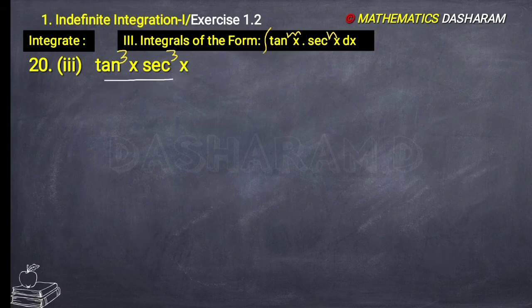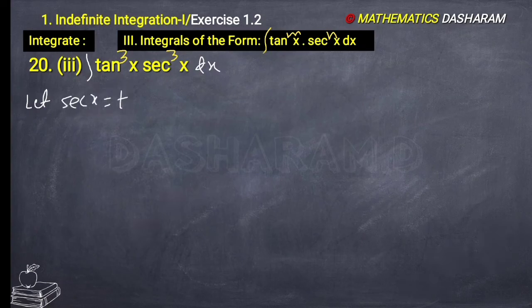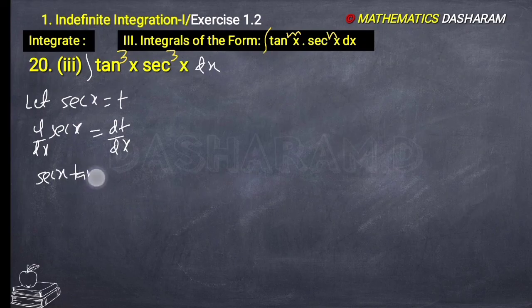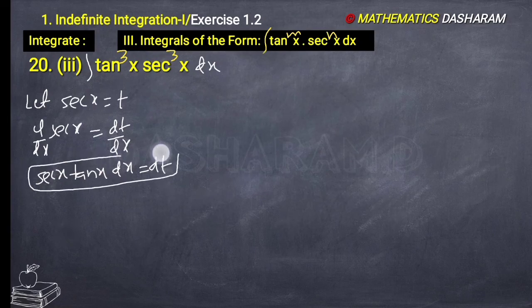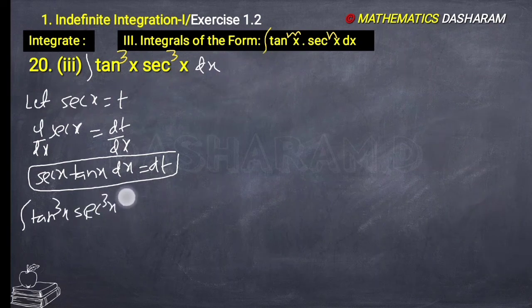Third problem, tan cube x into sec cube x. So here let's select sec x equals t and take the derivative on both sides with respect to x. So dt by dx, and the derivative of sec x is sec x into tan x, and dx transposed to the left side, it is equal to dt. Now the given question is the integration of tan cube x into sec cube x dx.